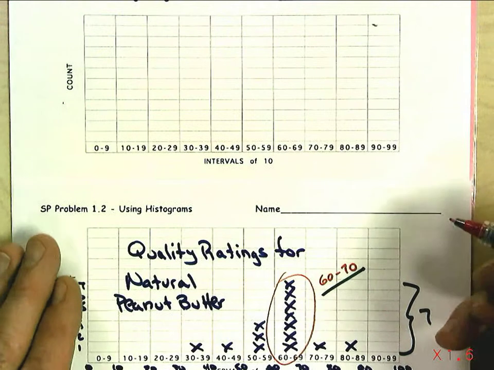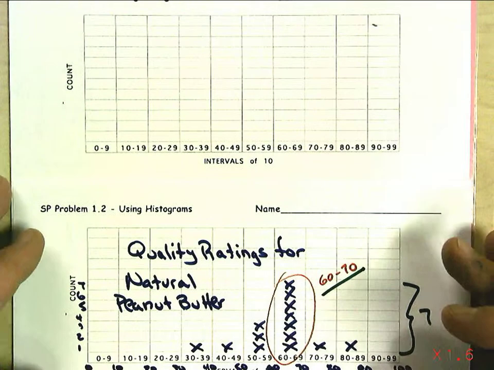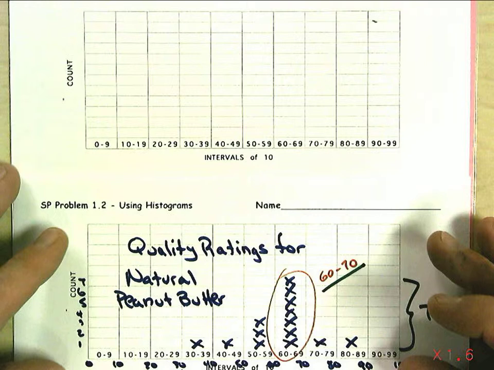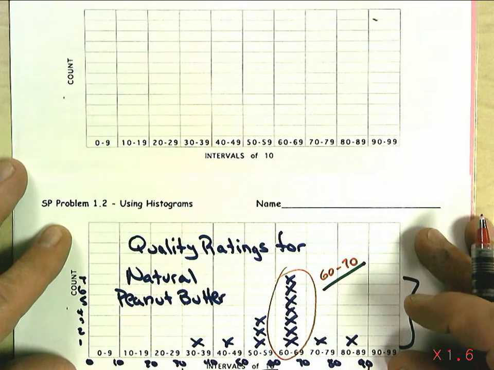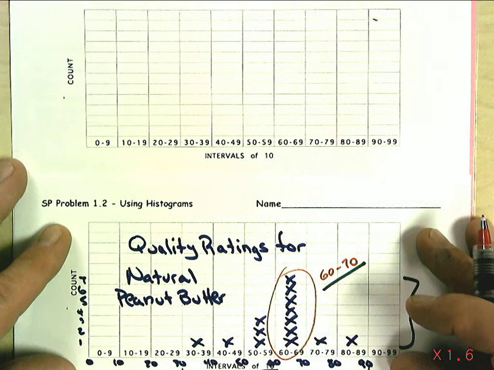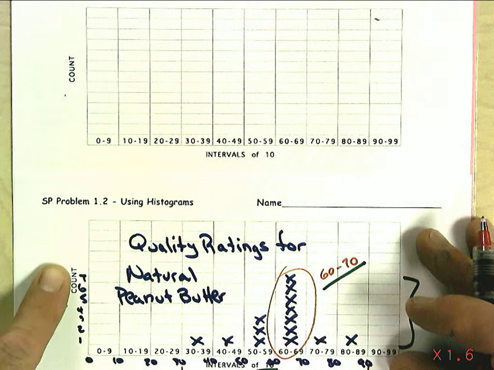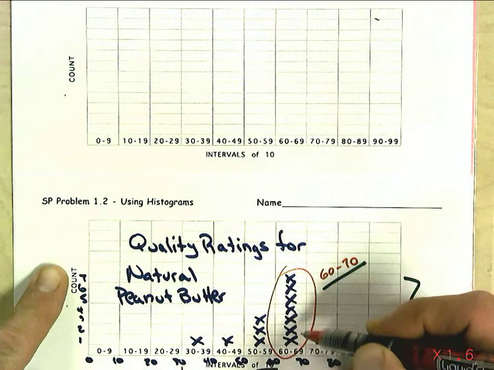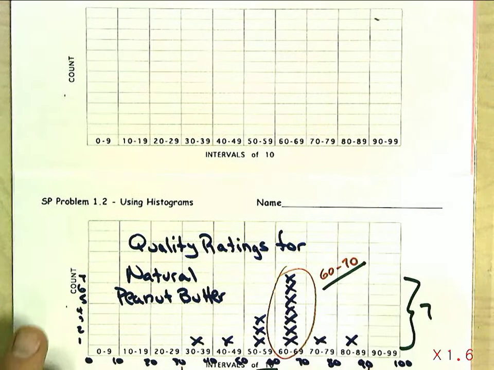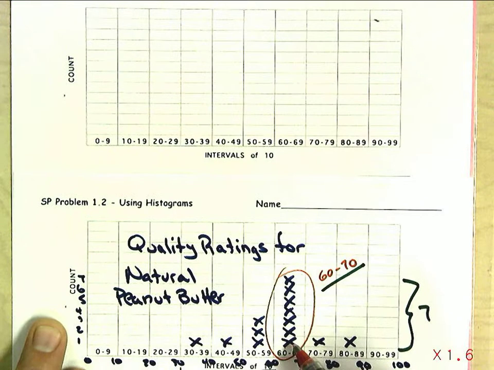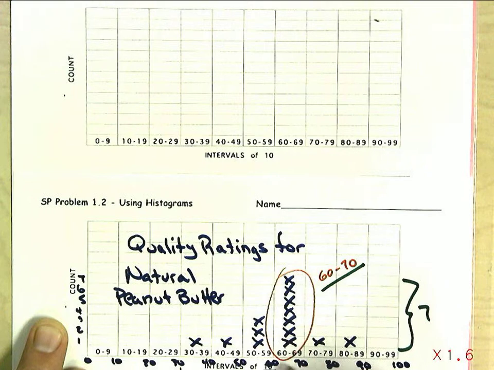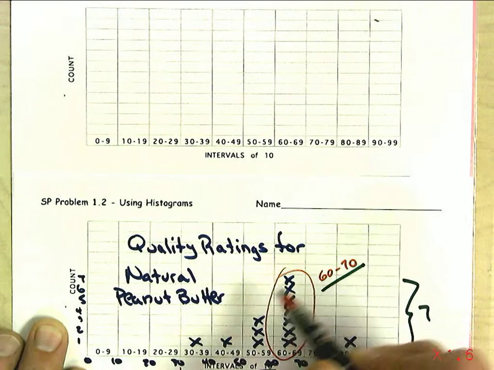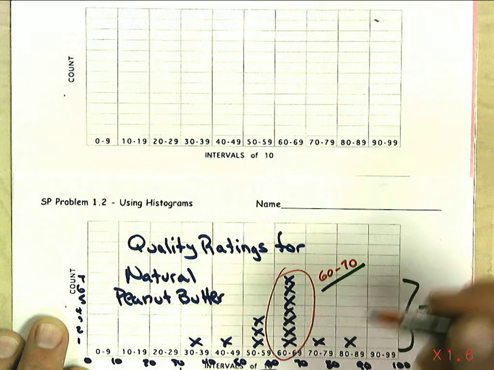So in this lesson, we're going to now do another type of histogram. And really, we're going to take work that we've done in problem 1.2, B1 and 2, and look at another way to count the number in each interval. If you look at these, we just counted: 1, 2, 3, 4, 5, 6, 7 in this interval between 60 and 74 natural peanut butters. But there's another way to look at it.